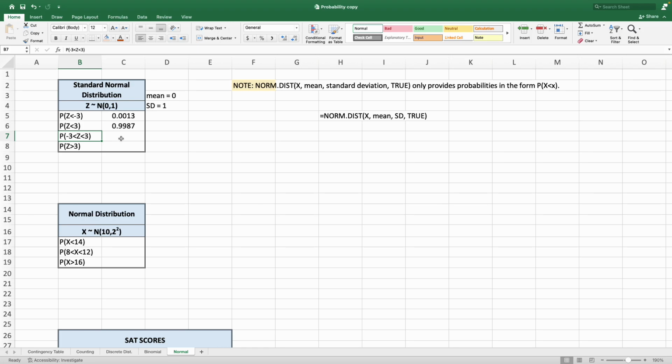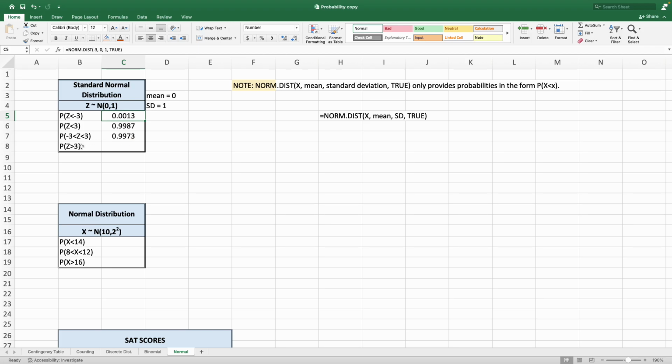Okay, so now we want the probability that z is between negative 3 and 3. So one way to do that is just to take the probability z is less than 3 and subtract off z less than negative 3. Again, if this is confusing, go back to the lecture notes to see why we do this. So let's do equals this value minus this value. So C6 minus C3.